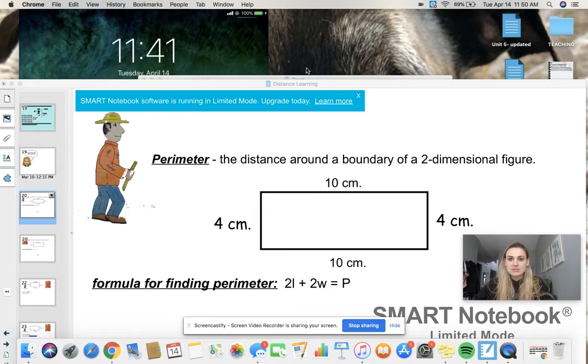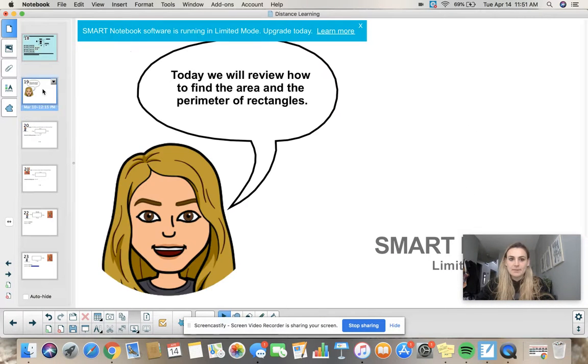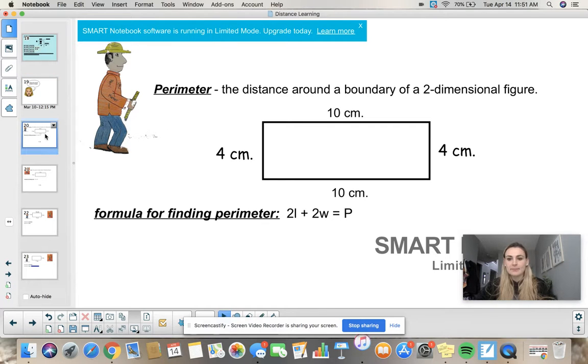Boys and girls, today we are going to be reviewing how to find the area and the perimeter of rectangles. The first thing we are going to talk about is perimeter. Perimeter is the distance around the boundary of a two-dimensional figure.